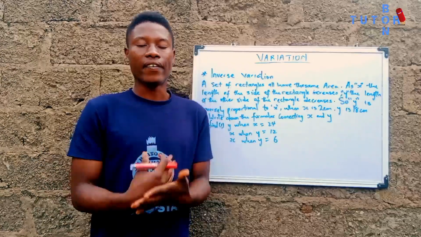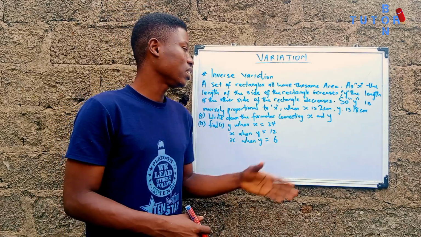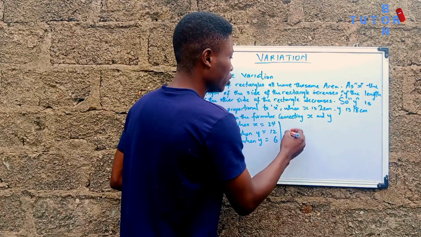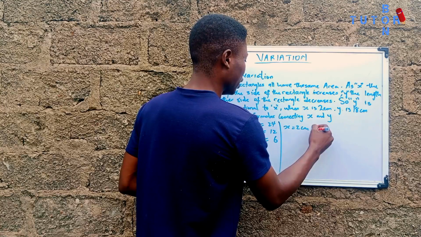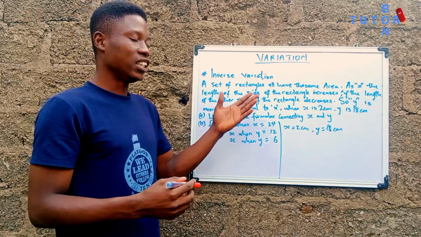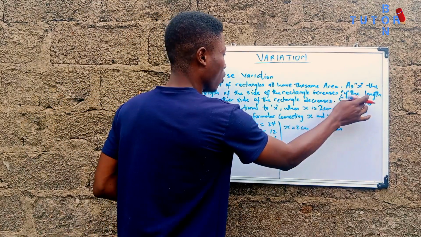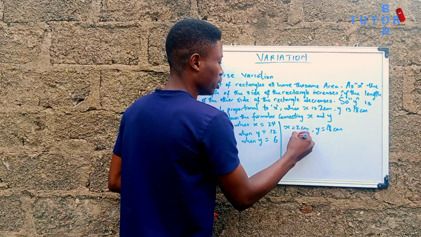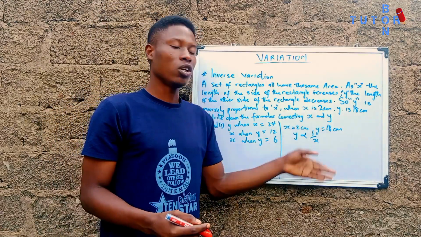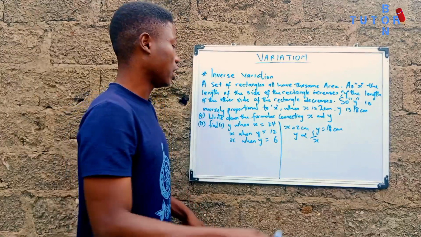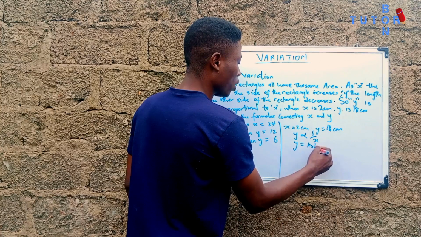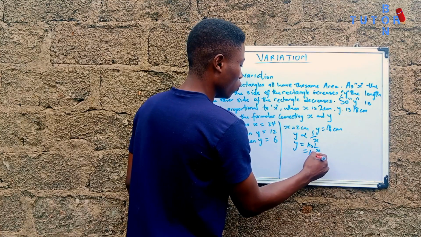Just like we did in direct variation, we have to find the formula that connects x and y together. They said your x is 2 centimeter and your y is 18 centimeter. So we have to firstly find the general formula. Since they said y is inversely proportional to x, that is, y is proportional to 1 over x. Eliminating the proportionality sign, you have y equals k multiplied by 1 over x, which is equal to k over x.